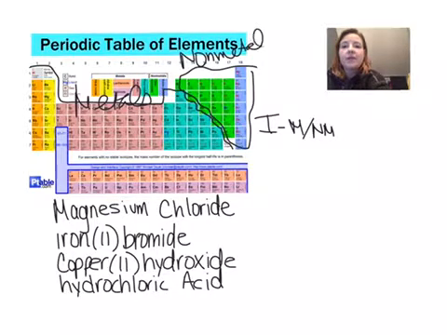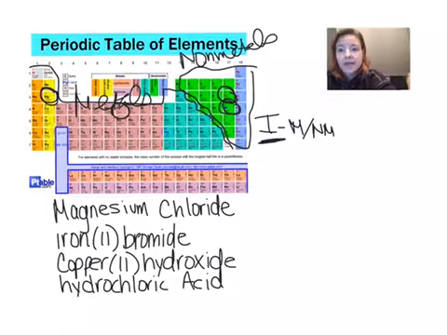So if I look at the first one that I have written here, I've got magnesium chloride. So I'm going to look and I'm going to see magnesium's on the left side, means it's a metal, and chloride is chlorine, and that's over here on the nonmetal. So that's an indication that I've got an ionic compound. If I look at the second one, iron 2 bromide. Iron is over here on the metal side, and bromine is over here. Again, I have an ionic compound.